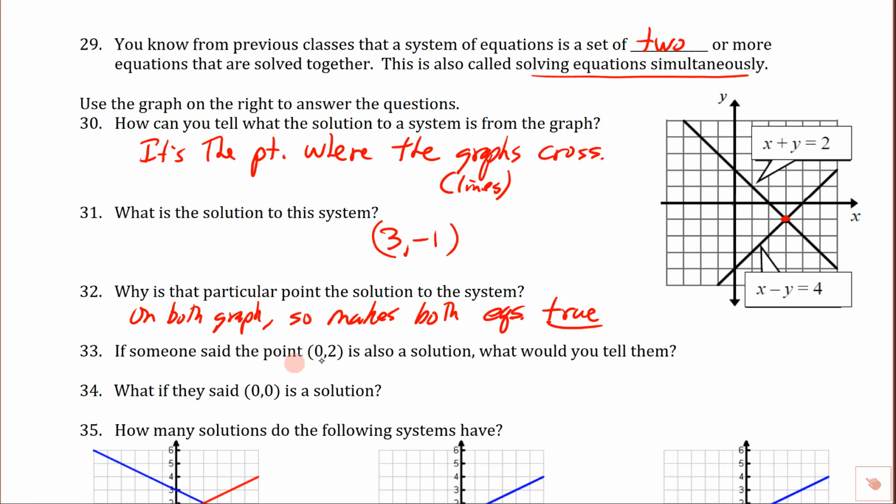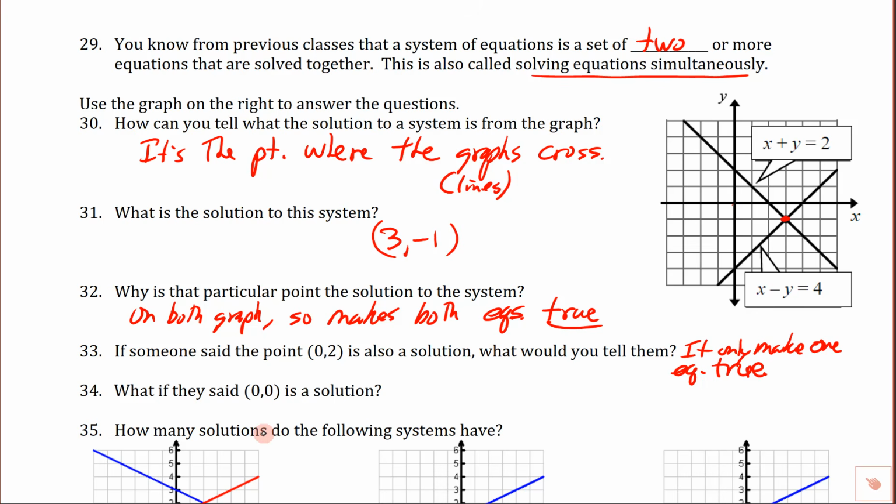Now, if someone were to say the point 0, 2 is also a solution, so they'll agree, they say, well, yeah, 3, negative 1, yeah, I agree that that's a solution, but they're saying, oh, well, 0, 2 is also a solution. So 0, 2 is right here. If they were to say something like that, what would you say to them? Well, it's only on one of the graphs. It's not on both, okay? So we'll say this. It only makes one equation true, not both, all right?